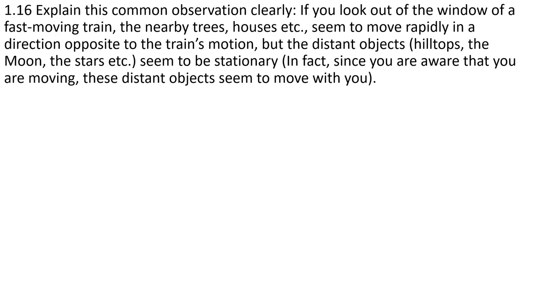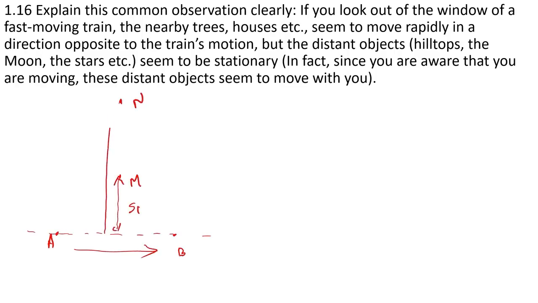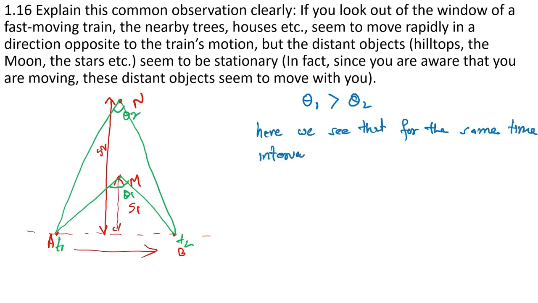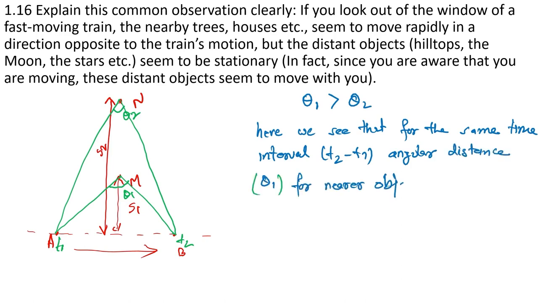So let's have a pictorial representation of this case. An observer moves from point A to B, seeing objects M and N. M is nearer and N is farther. M is at distance S1 and N is at distance S2. It makes angular movements of θ1 and θ2. Here θ1 is greater than θ2, that is, the nearer object is making a greater angle. In the same time interval t2 minus t1, the angular distance θ1 for the nearer object is larger as compared to that of the farther object.